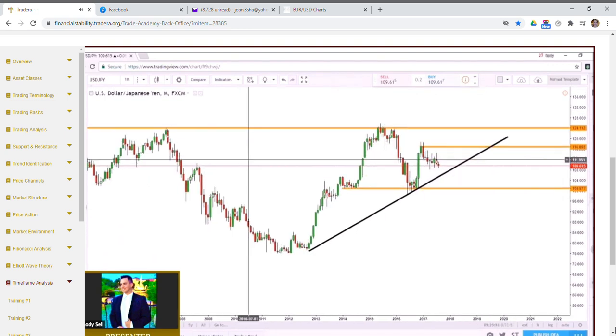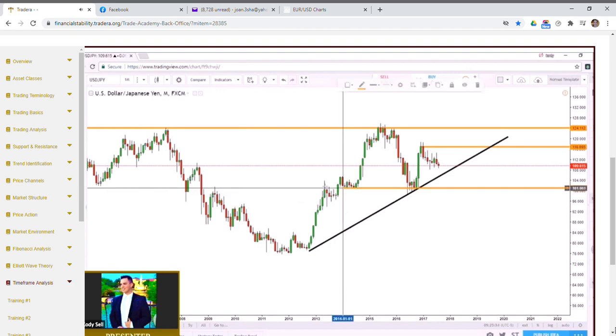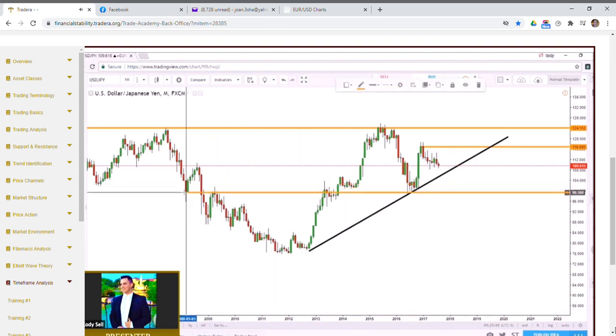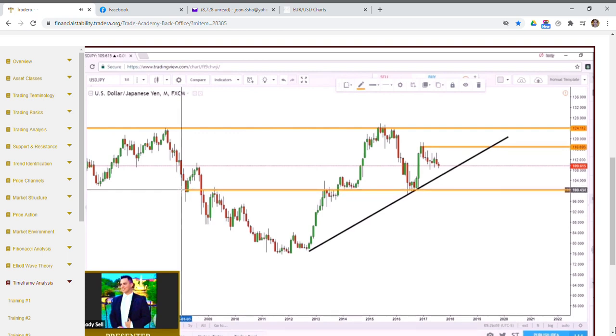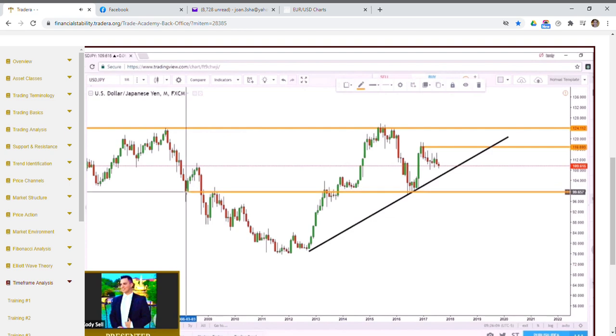In terms of this support that we're looking at down here, you guys can see all the way back. Look at the confluence we have here. Okay, so make sure it looks nice. Get it as exact as you possibly can. I'm going to have mine right in this area here.